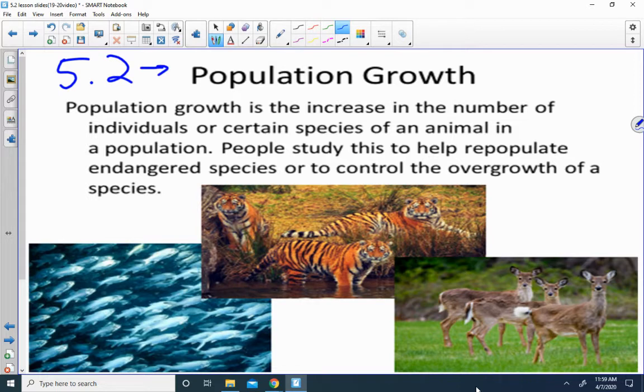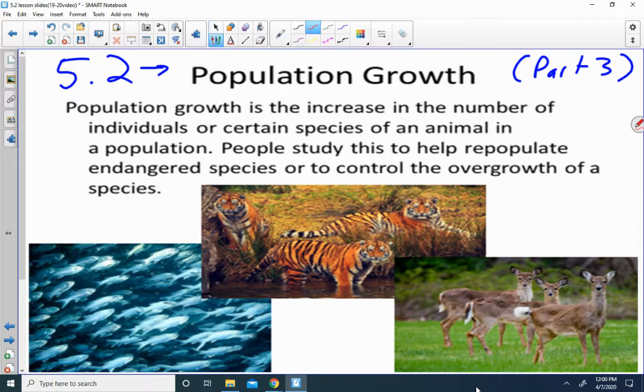Today we're going to be doing part 3, and part 3 is going to talk about population growth. To be more specific, population growth is the increase in the number of individuals of certain species of an animal in a population. People study this to help repopulate endangered species or to control the overgrowth of species.